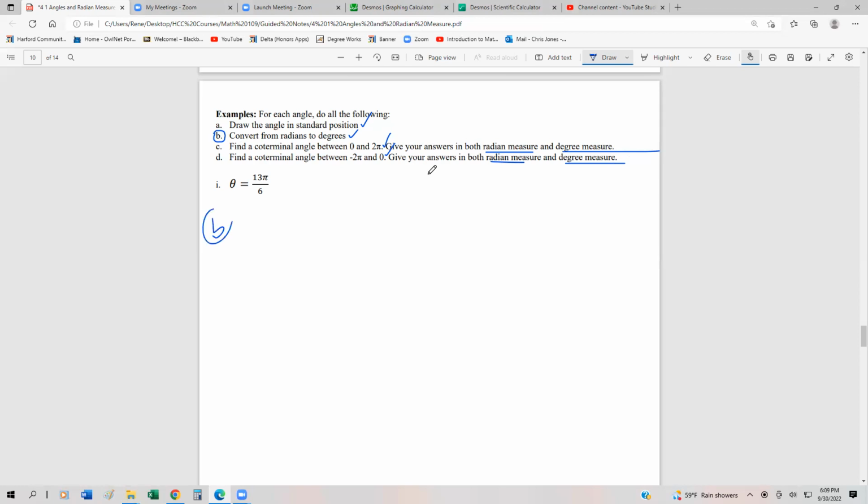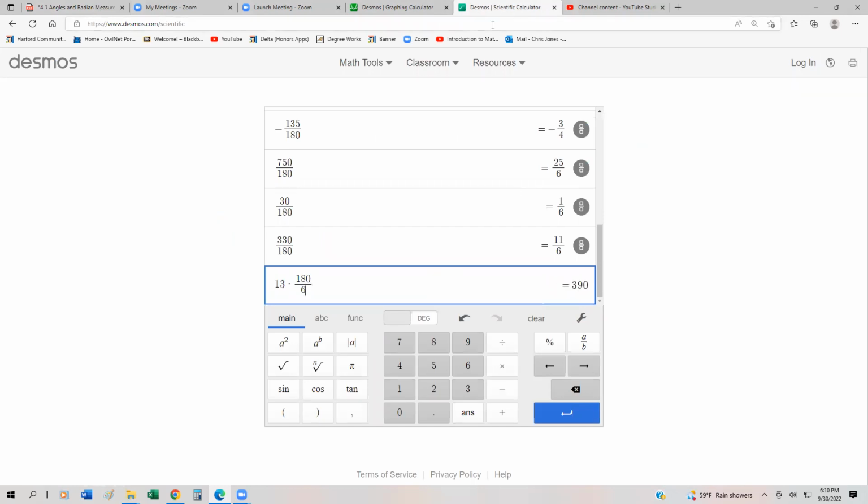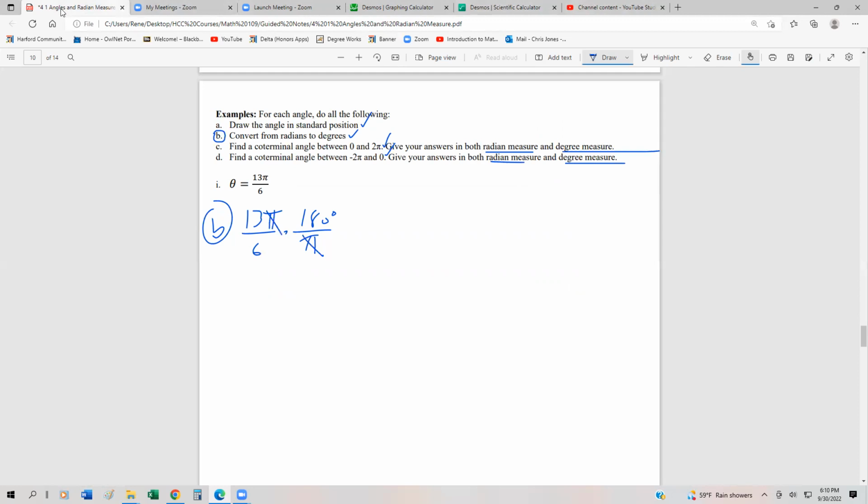All right, so let's start by taking 13 pi over 6, and we're going to multiply that by 180 degrees over pi. Remember, whatever unit you want to get rid of should go in the denominator. So if we want to get rid of radians, the pi should be in the denominator. Now, at this point, we can just multiply 13 times 180 divided by 6 in our calculator, and that gives us 390 degrees.